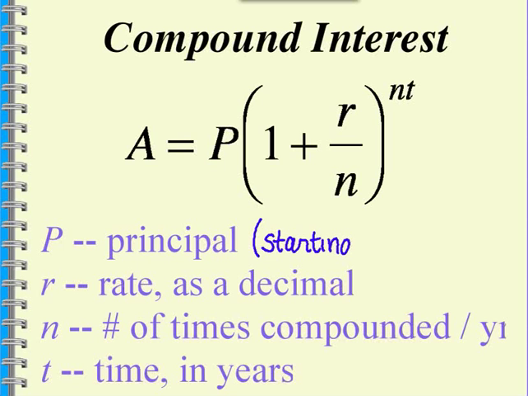Starting amount. That is what you start with. R is your rate, always specified as a decimal. Okay? So if we would have like 9%, we would use 0.09.